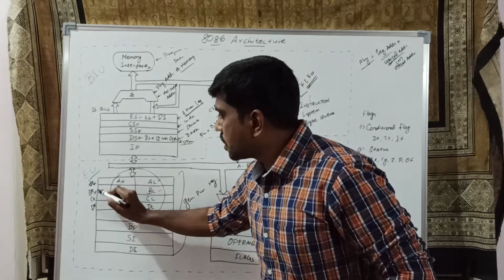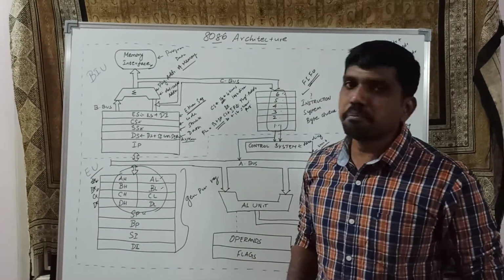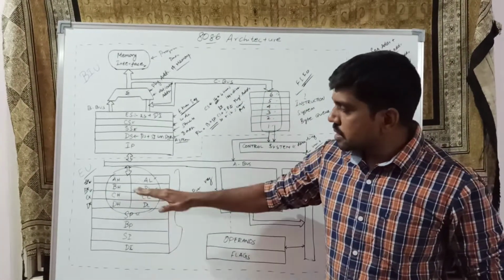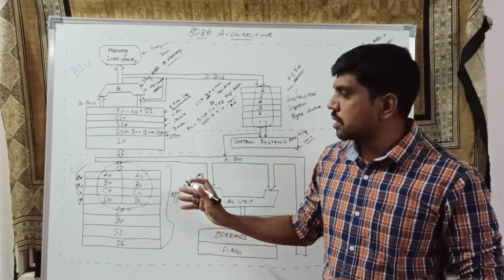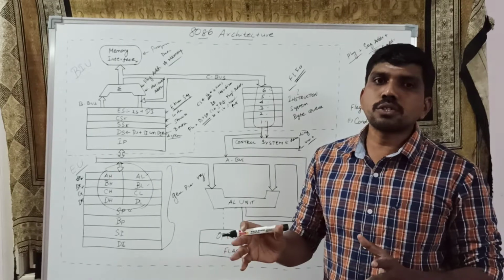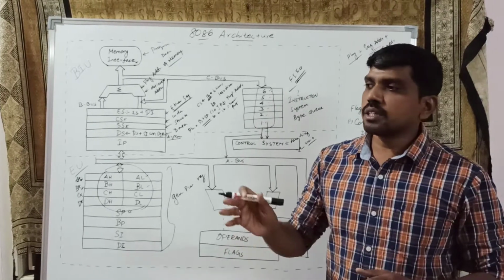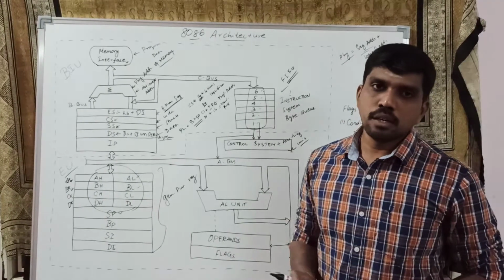Then the next register, BX. BX is the base register. This register is similar to the 8085 HL register. So what is the use of the HL register? Just storing the data, and also storing the result.